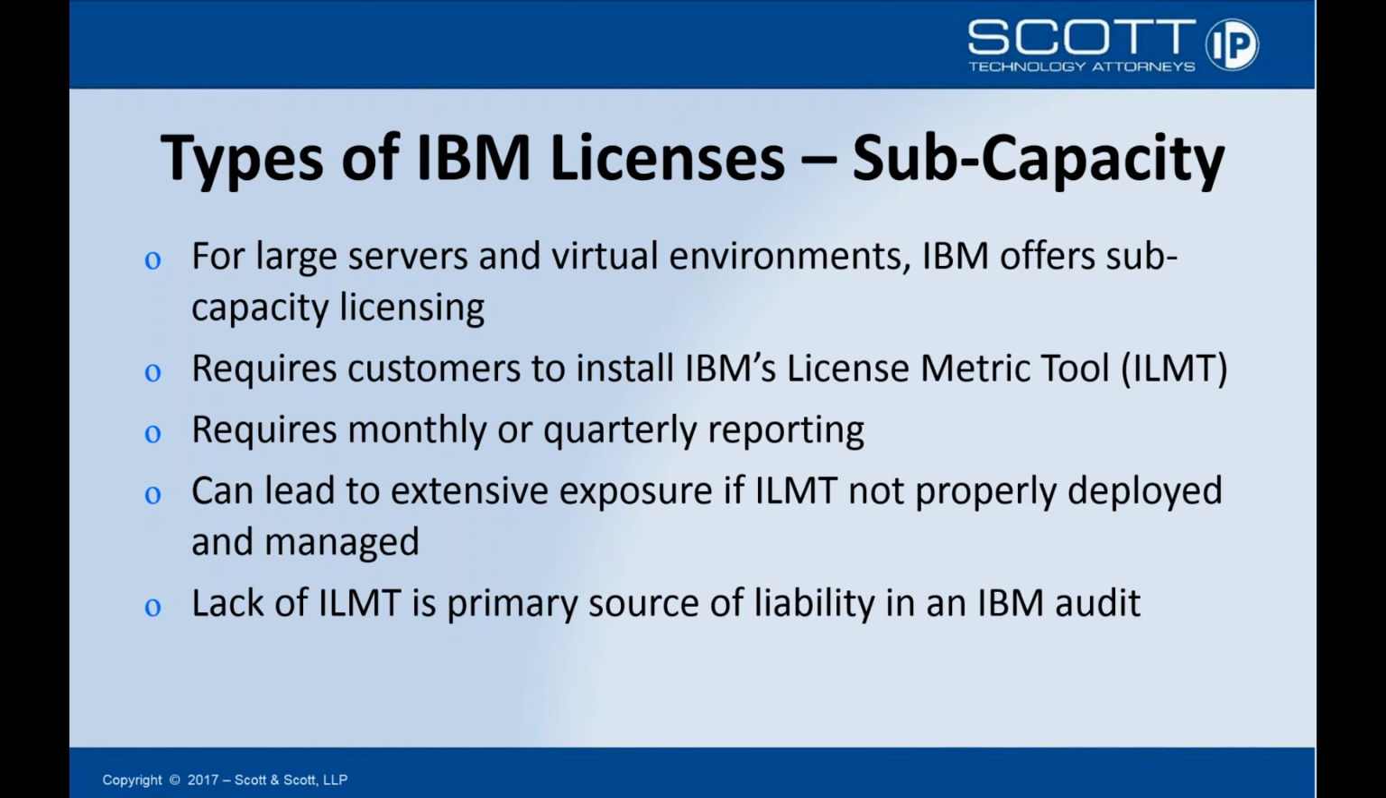Now, there are a couple of exceptions to that, but very, very few companies qualify for those exceptions. So it is important to make sure that if you don't have an operable ILMT and you can't do the monthly or quarterly reporting as you're required to do, that you have an acceptable alternative, and that IBM has told you in writing, or there's license guidance in writing, that says your alternative is something that IBM will accept in the event of a license review.